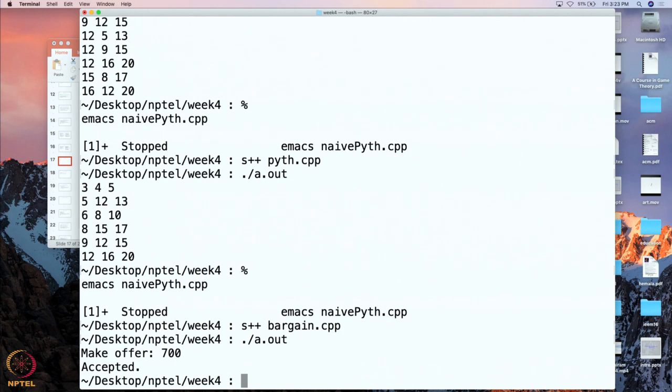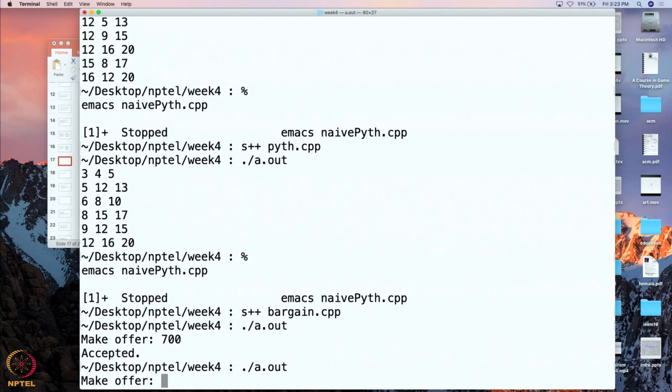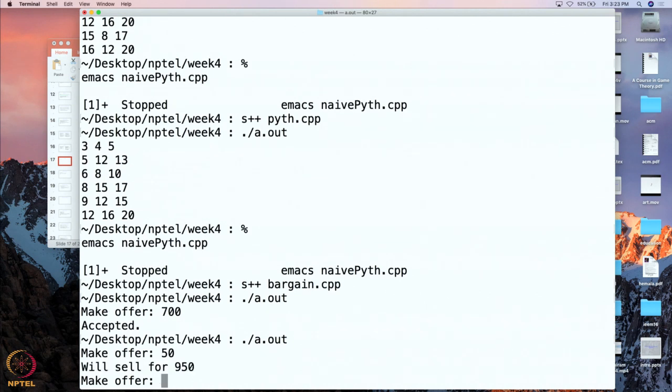So let's try something different. This time let's be really annoying. Let's say 50. If you are in the real market and if you see something which is worth 500, you know that this is a really low offer, but sometimes you do that. You are fooling around. So at that time, the seller also plays your game and says, no, not 50, 950. What are you talking about?